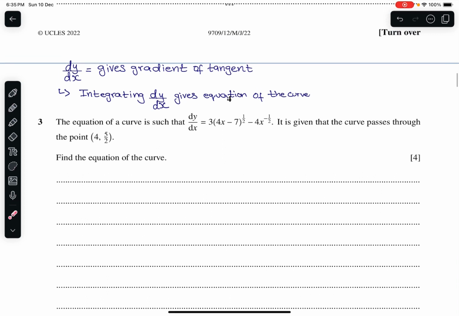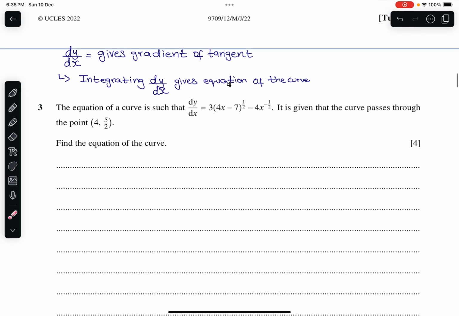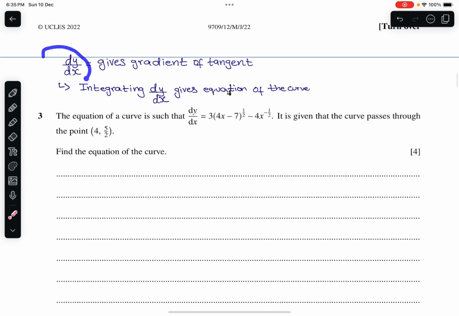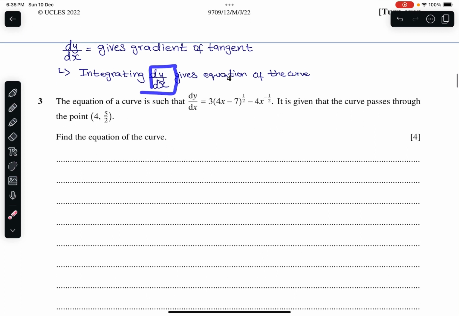So first of all, we know that dy over dx gives us the gradient of the tangent at that point. So at this point (4, 2.5), the gradient of the tangent, which is the gradient of the curve, is equivalent to the value of dy over dx, which is given over here, right? And now we need to find the equation of the curve. And how can we find the equation of the curve? It can be found by integrating dy over dx. By taking the integral of dy over dx, we can find the equation of the curve.